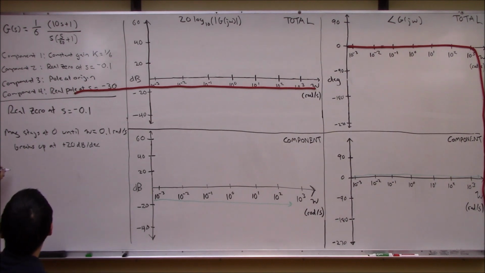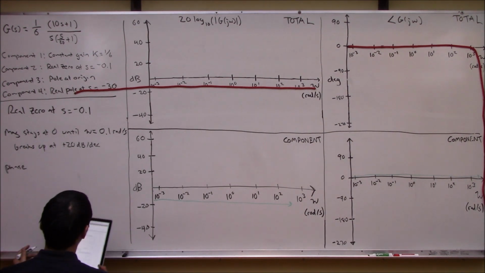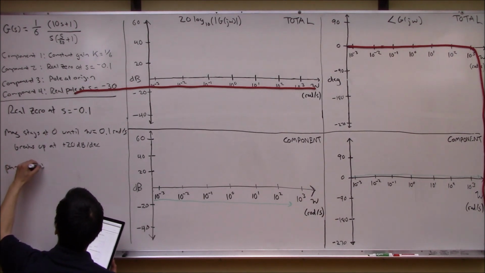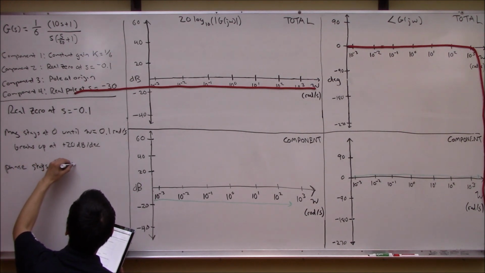And then what does the phase do for a real 0? Again, if you remember our lecture last time where we looked at individual Bode plot components, we know that the phase stays at 0 until what?